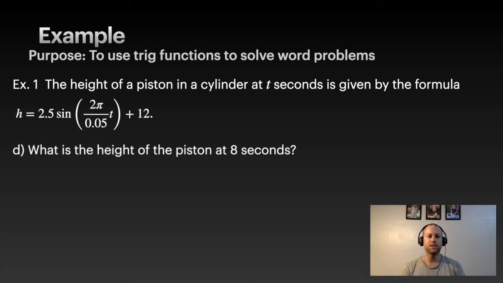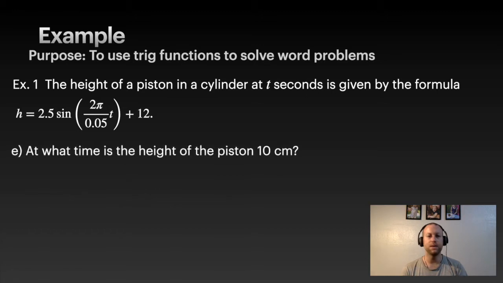D is asking what is the height of the piston at 8 seconds. So this one's the easy number to plug in. Just plug in 8 for time in our equation. Plug that in your calculator. Your height is 12. Fairly straightforward. It's just you're at your midpoint.